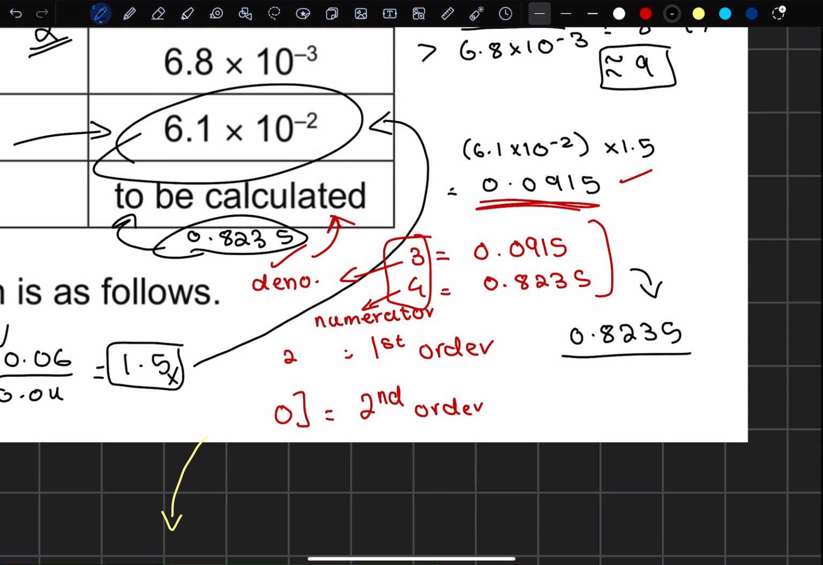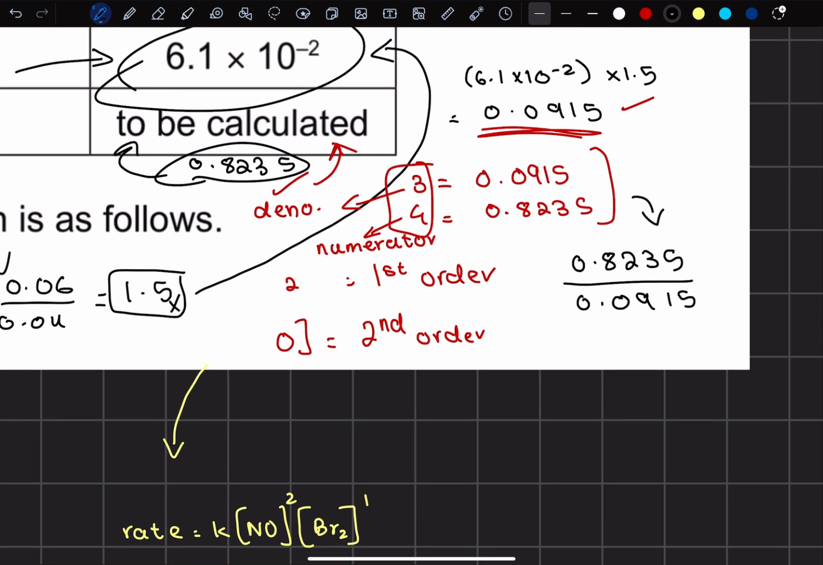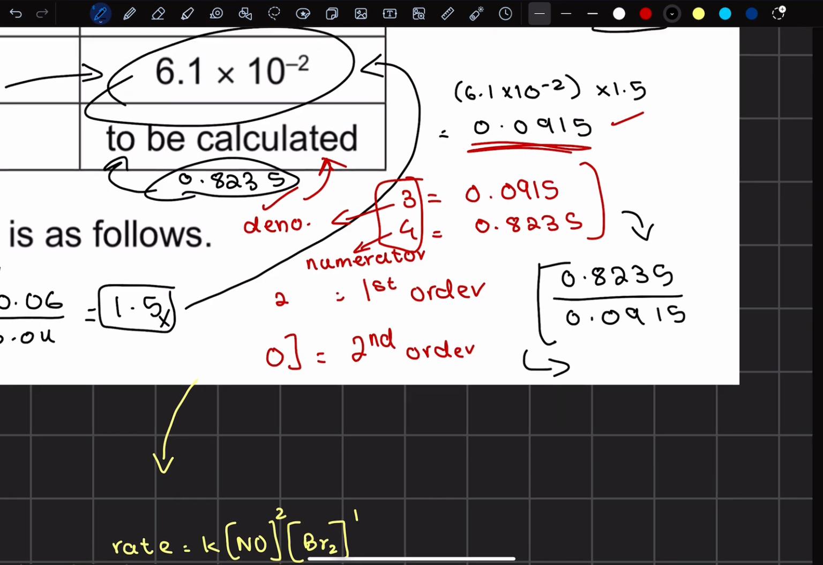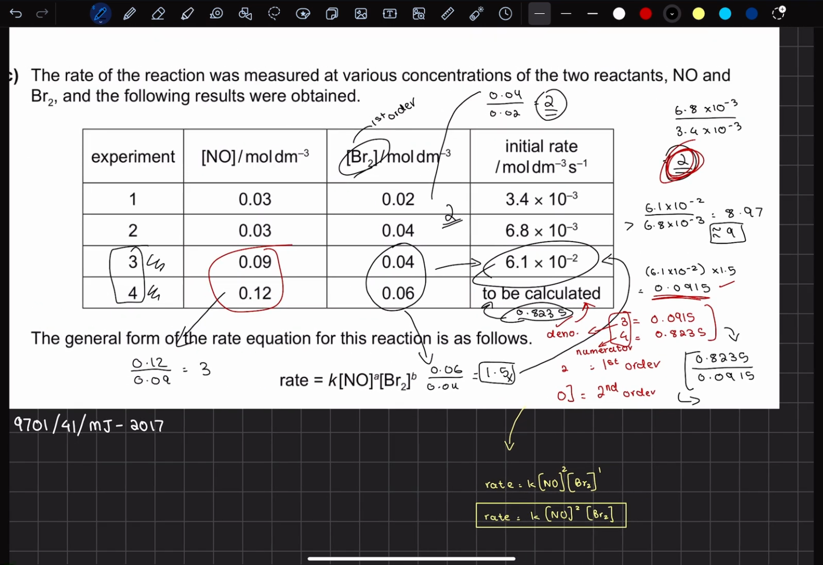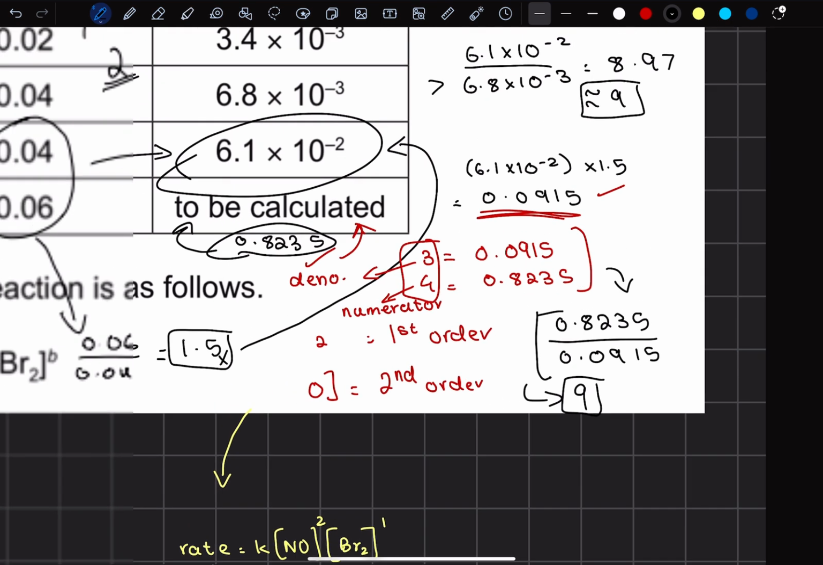35 upon 0.015. Let's see if my value was correct. I tried to use my previous knowledge. Okay, perfect. If you plug this into the calculator, you get 9. Now I'm sure you might have caught on. My theory is proven correct and my working is also. So this is 9.